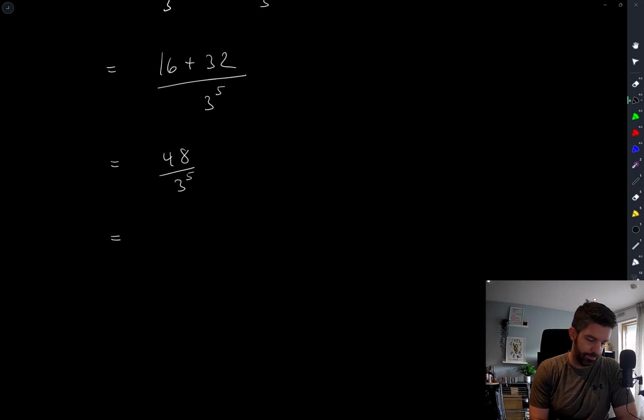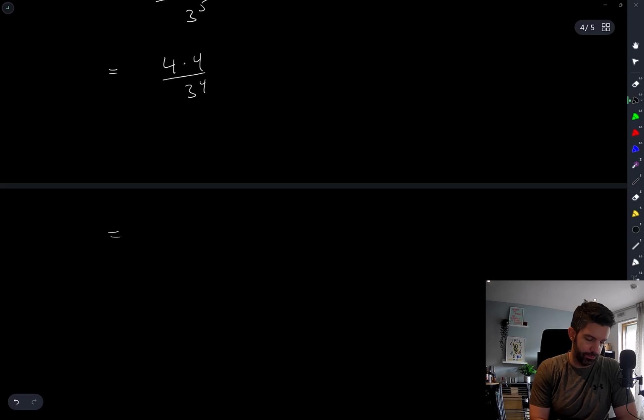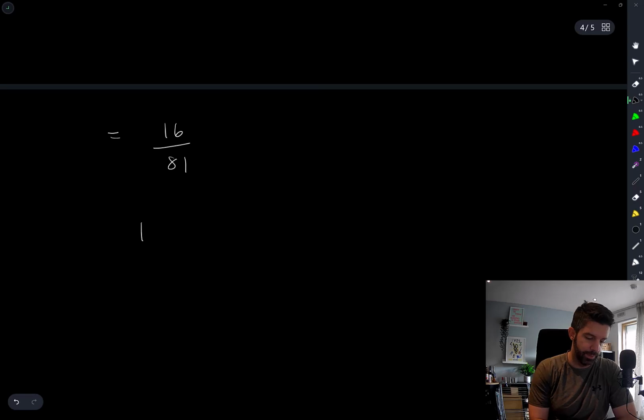48 is 12 times 4 over 3 to the 5. So 4 times 4 over 3 to the 4. So this is 16 over 81. Those are relatively prime. So 16 plus 81 is equal to 97.